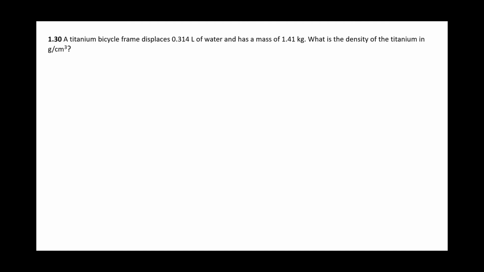We're told that a titanium bicycle frame displaces a volume of water, and it has a mass of 1.41 kilograms. It's asking for the density of the titanium in grams per centimeter cubed.